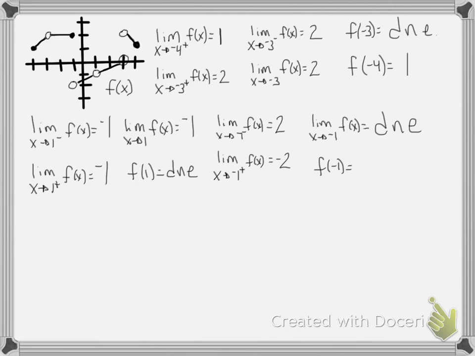Finally, f of negative 1. f of negative 1 is simply asking where is the colored in dot when x is negative 1. When x is negative 1, I simply look for the colored in dot. The colored in dot is way up there at y equals 2, and so f of negative 1 is equal to 2. There's the limits and the function values for x equals negative 4, x equals negative 3, x equals negative 1, and x equals positive 1.